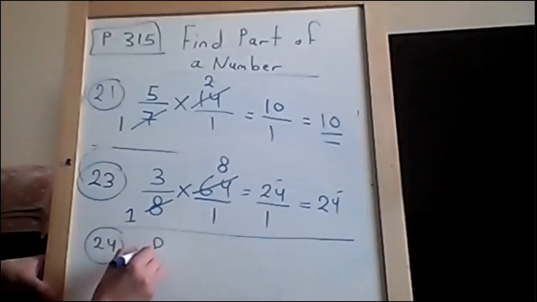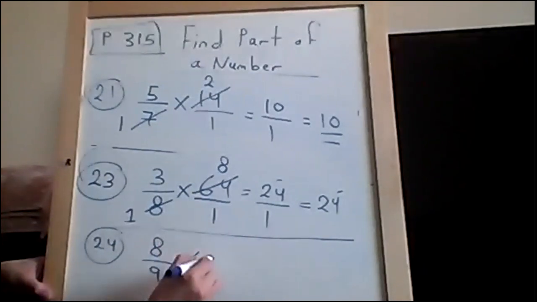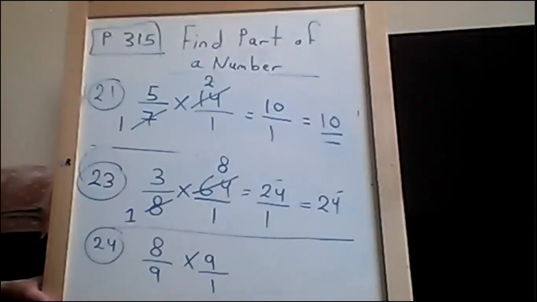8 out of 9 multiplied by... We will do the odd numbers only, but we have time, so we solved 22 already and now we will do 24. Okay? You finished 24. Listen to me for 24.